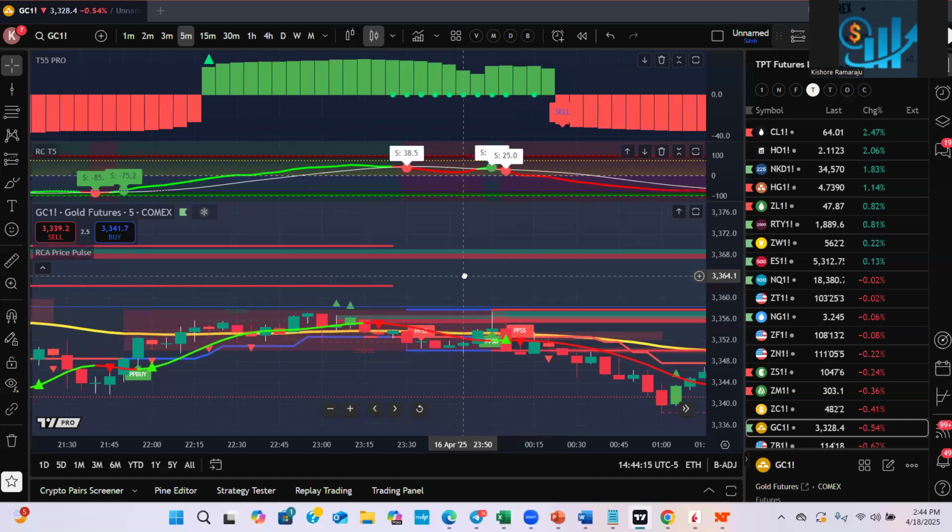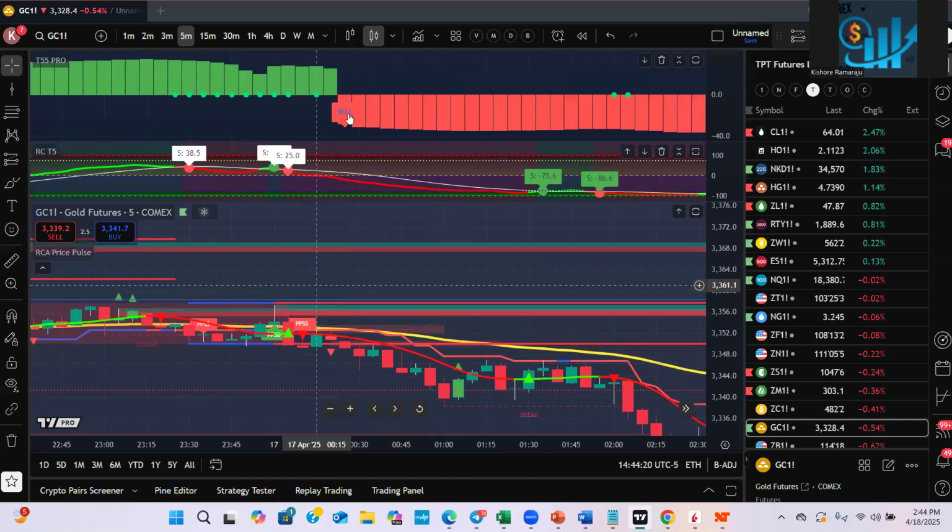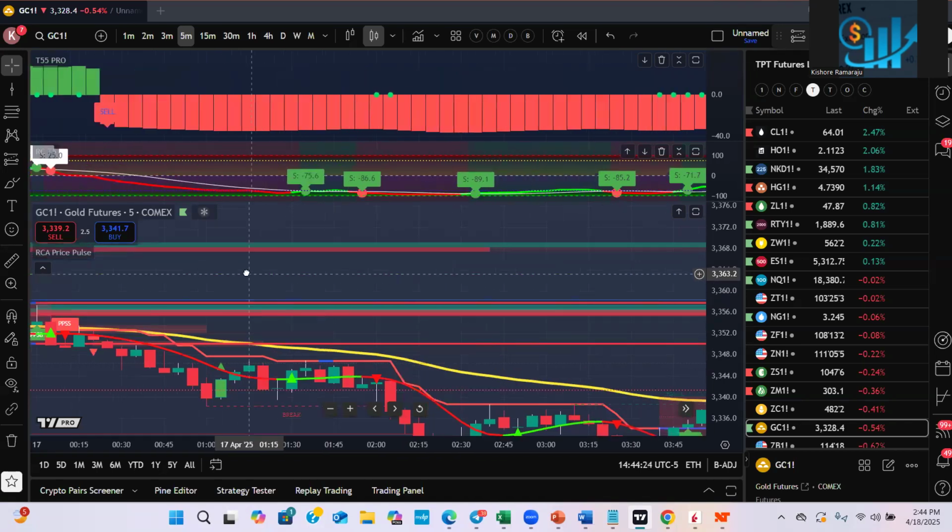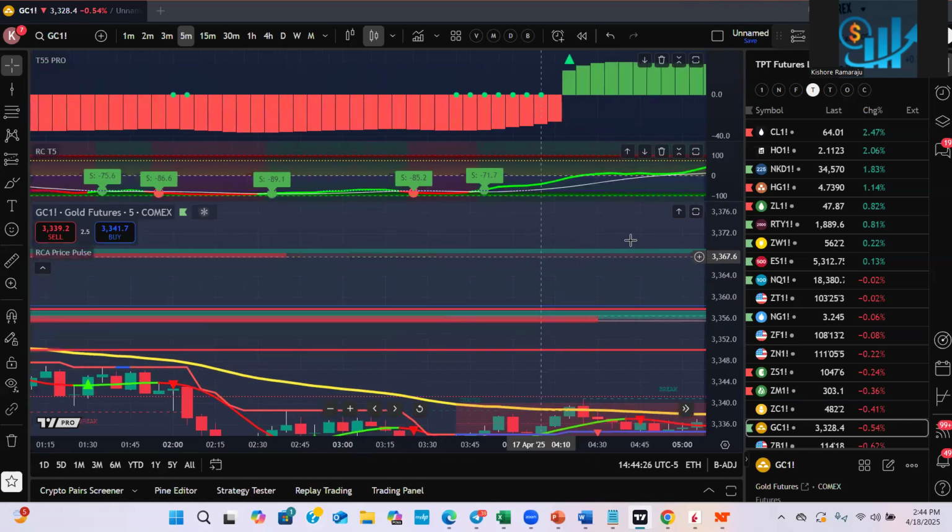The only thing you avoid is if it is in a choppy box, you avoid. Other than that, whenever you see a sell, you can avoid. Only you will take strong buy or strong sell.